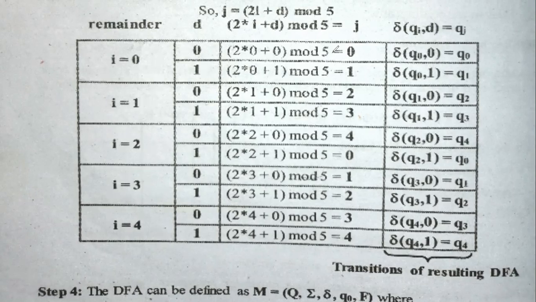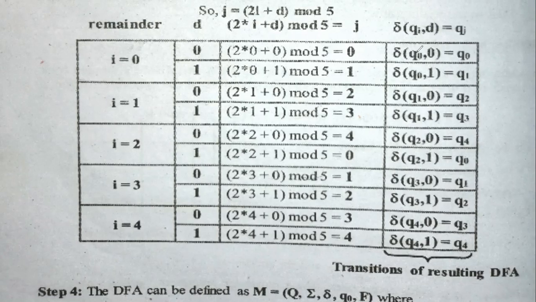So now we'll deal with the first formula: r into i plus d mod k. R value is 2, i value is 0, plus d value, which is 0 over here. 2 into 0 plus 0 is 0, and 0 mod 5 will be 0. So delta of q, what is the value of i?